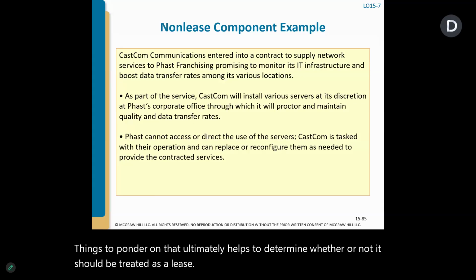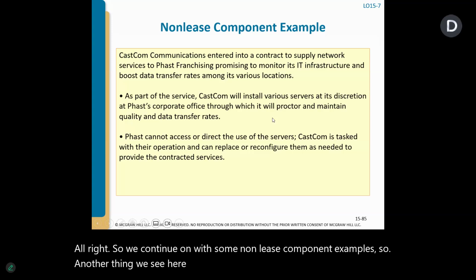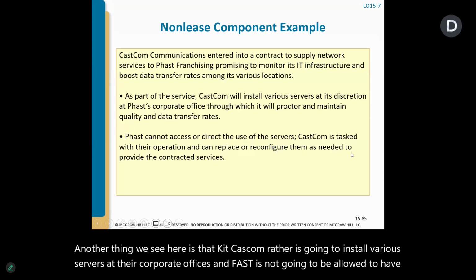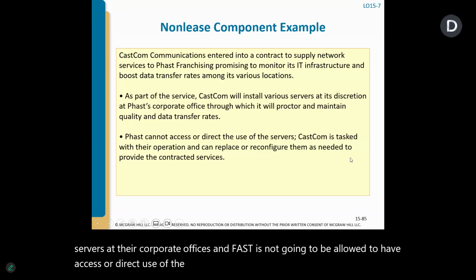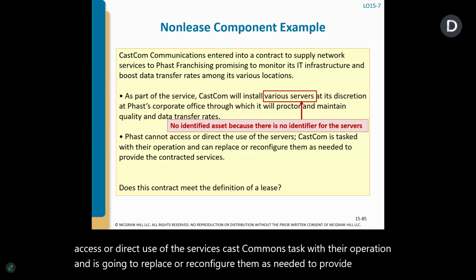All right, so we continue on with some non-lease component examples. Another thing we see here is that Cascom is going to install various servers at their corporate offices, and Fast is not going to be allowed to have access or direct use of the servers. Cascom is tasked with their operation and is going to replace or reconfigure them as needed to provide the services. So there's no identified asset.